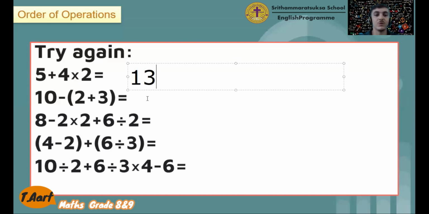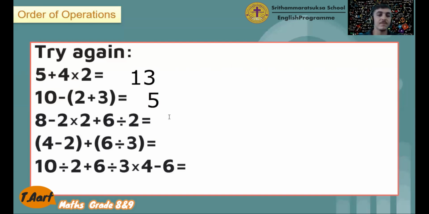Let's look at number 2. We have 10 minus, and in brackets, 2 plus 3. The B in BEDMAS stands for brackets, so that's the first thing we do. 2 plus 3 is 5. 10 minus 5 is 5.